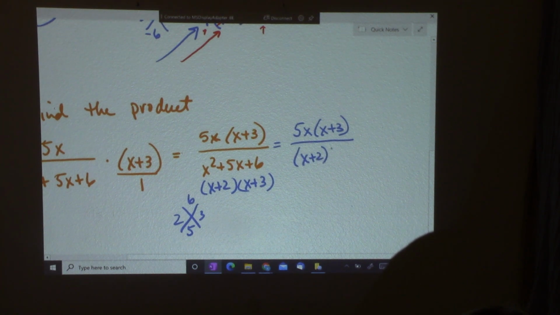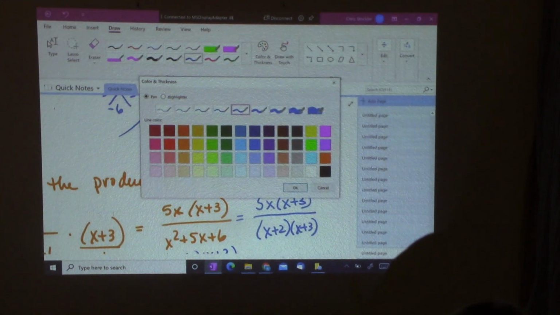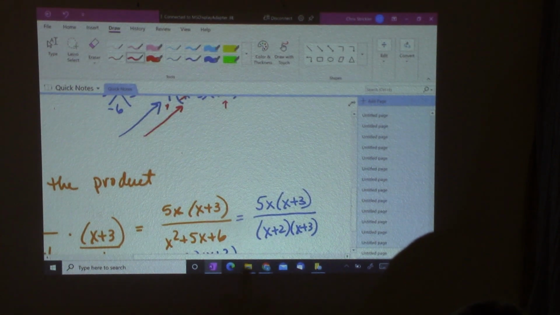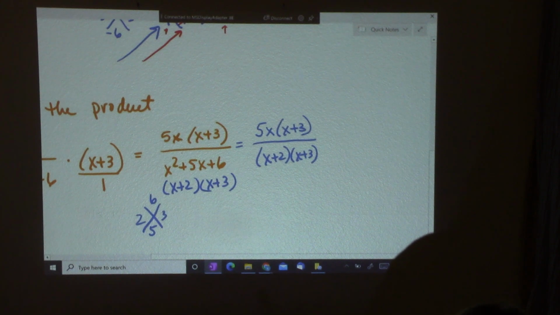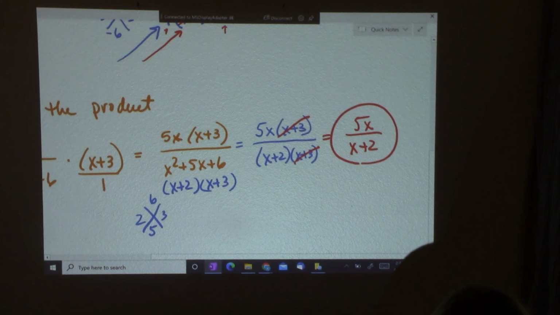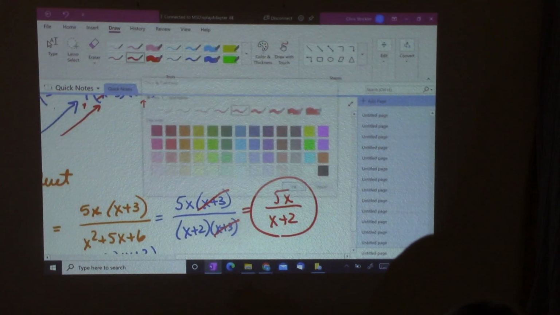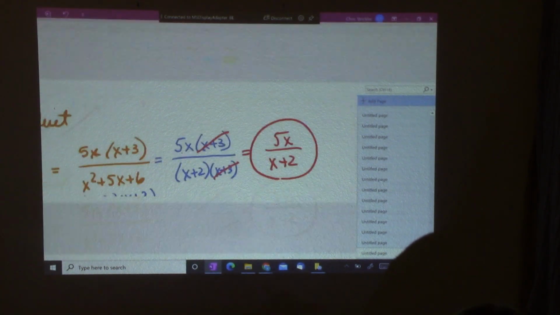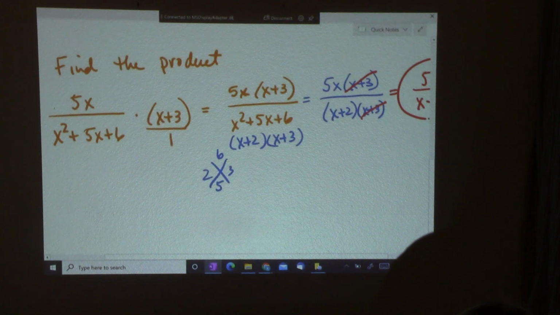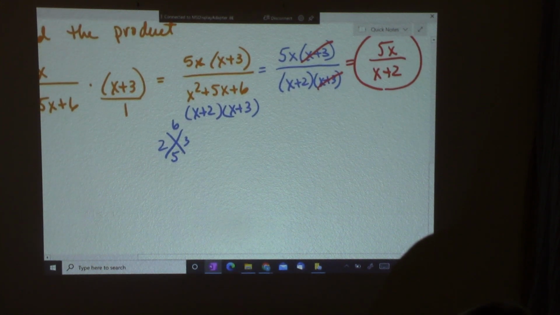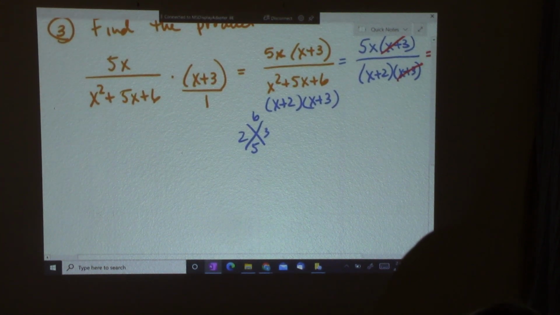Okay. Go ahead and write that down. Now, what can I cross out? Obviously, these two. So I end up with 5x over x plus 2. And that's my answer. Okay. I'm going to give you some OYOs to do on your own, and you can work on those.